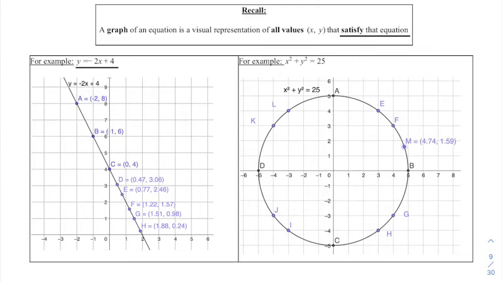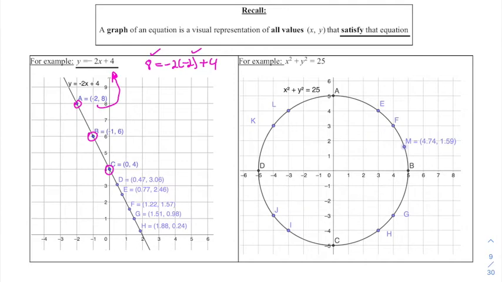So if we look at all the points on this line that I've labeled here, we should be able to see that all of these xy coordinates satisfy that equation. So if I sub in 8 for y, and if I sub in negative 2 for x, I should get that left-hand side equals right-hand side, and it does.